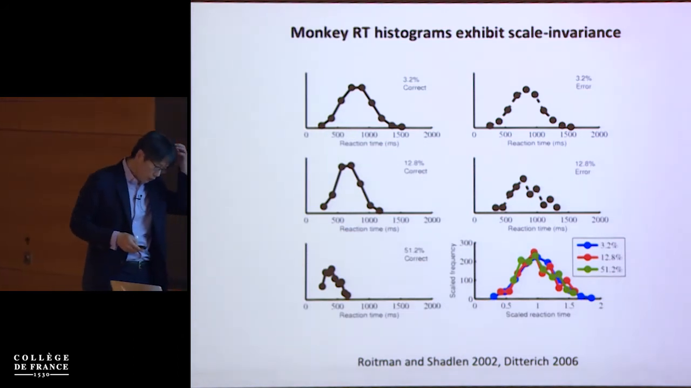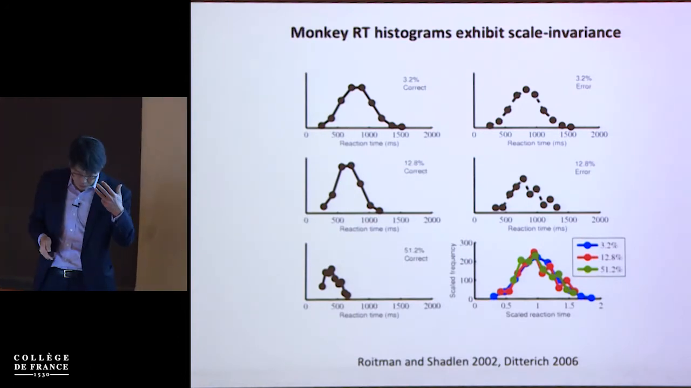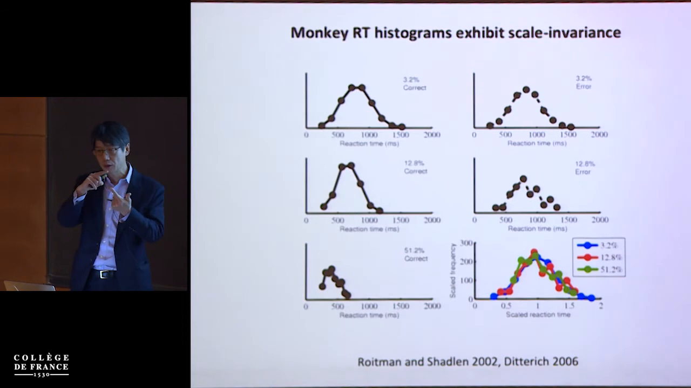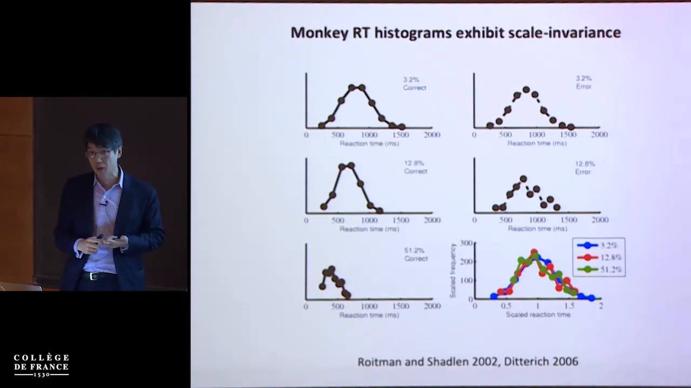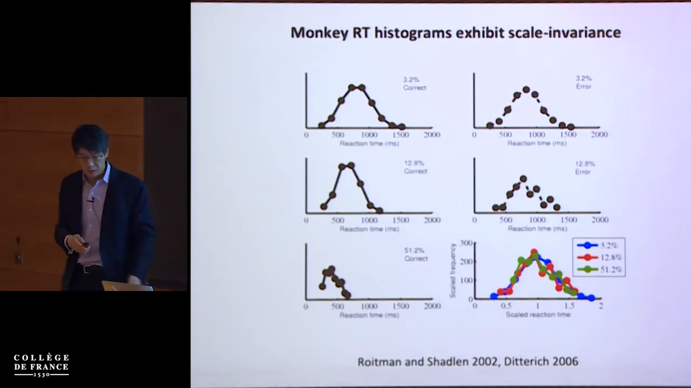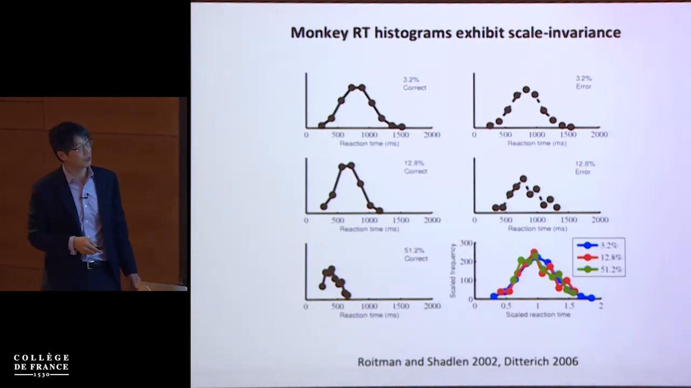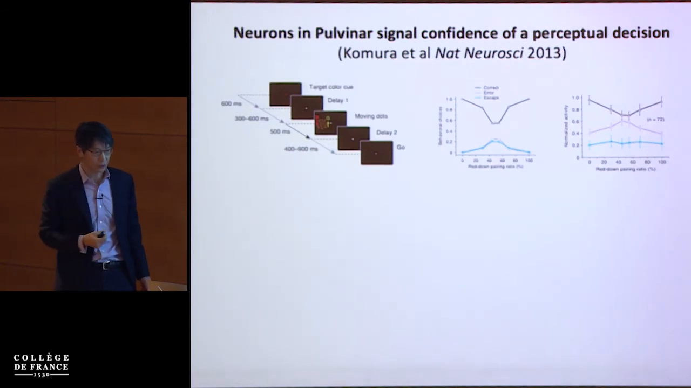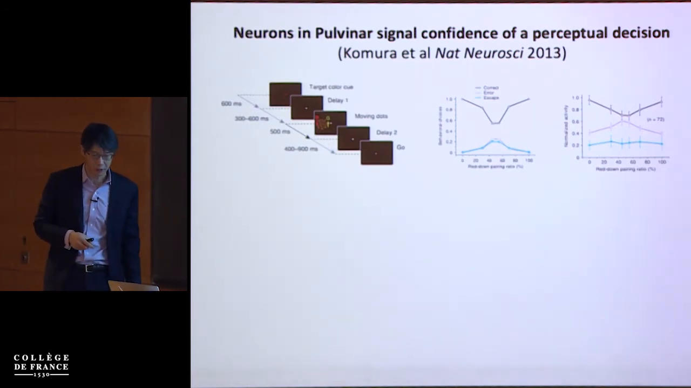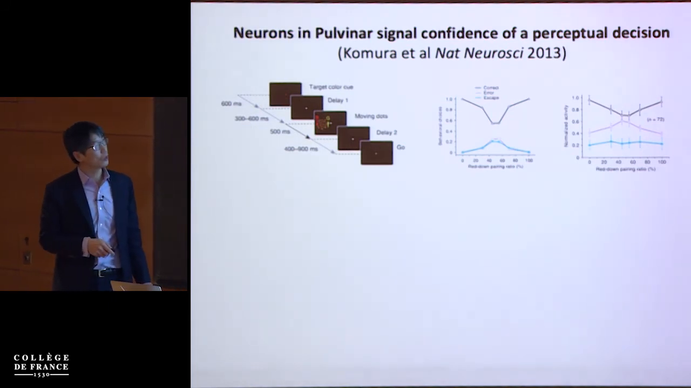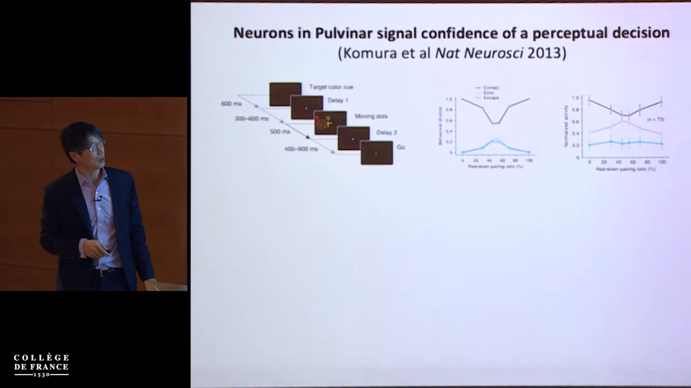So decision making usually is characterized by three things, right? Your choice, the reaction time, and the confidence. How confident are you about your choice? Let me just spend a few minutes talking about the confidence. This has been studied in many labs using human and non-human animal subjects, including here. Let me just show you one data slide and the related model.